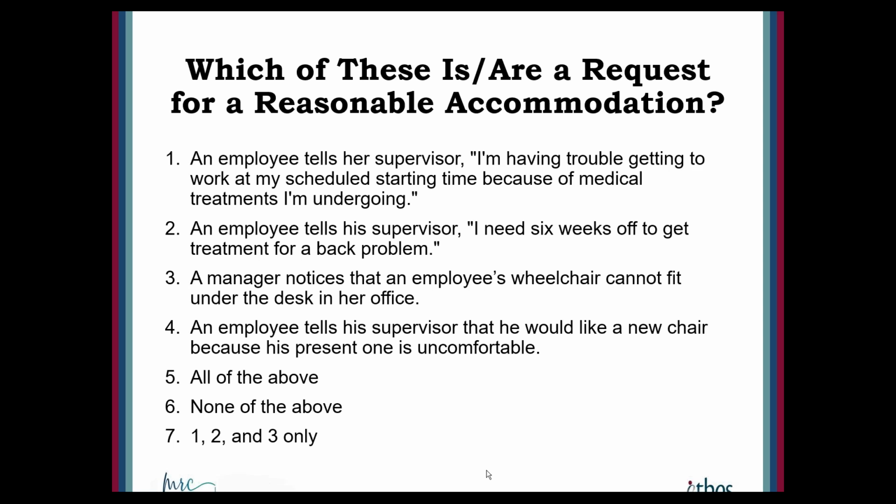or a disability. Anything you want to add to that, Kurtis? No. All right, then we're moving on to the next one.